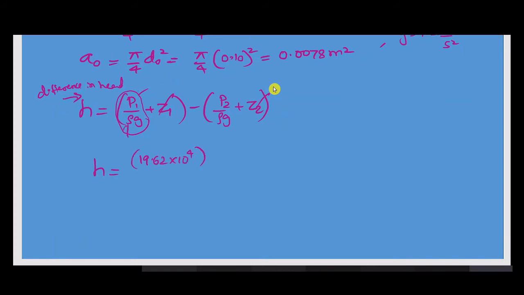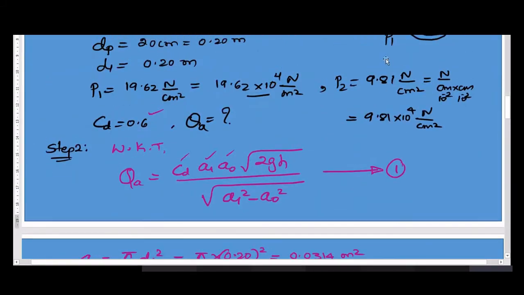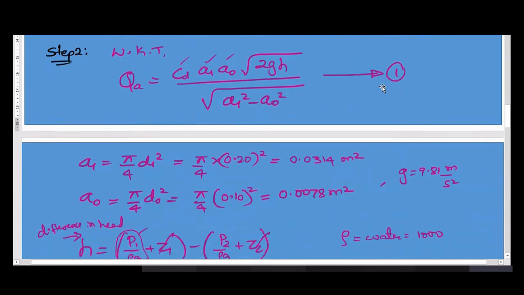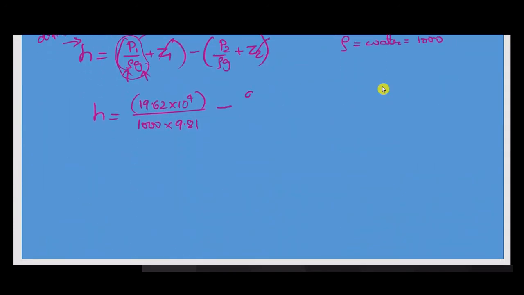What is the value of density? Density rho is the density of the fluid flowing in the pipe. Here the water, that is 1000. That you substitute here, 1000 into G value 9.81, minus P2 value, I think, 9.81. It is P2, yes, 9.81. That I will substitute here: 9.81 into 10 to the power of 4 divided by density of water, 1000 into 9.81.